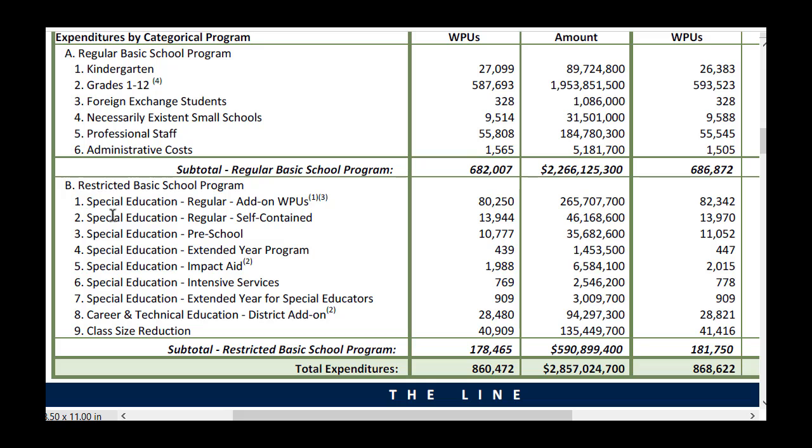Of the restricted programs, there's 7 special ed programs. There's the add-on, self-contained, preschool, extended year program, impact aid, intensive services, extended year for special educators. We also have the career and technical education add-on and class size reduction. All of these programs make up the cost of the basic school program, which you can see for fiscal year 18, it was 860,472 total WPUs at a cost that was estimated at $2,857,024,700.